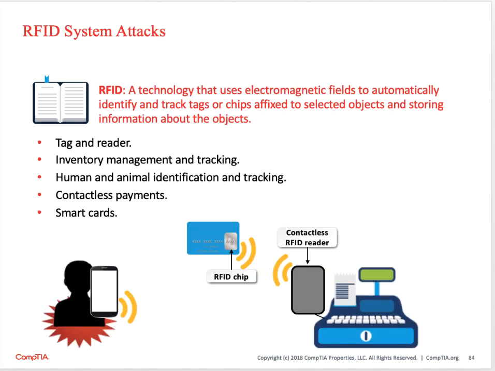Next we have radio frequency identification. That's RFID. This technology uses electromagnetic tools to automatically identify and track tags or chips affixed to selected objects and stores information about those objects. So it has a tag and a reader. It's used for inventory management and tracking, human identification, and animal identification. It can be used with contactless payments and smart cards.